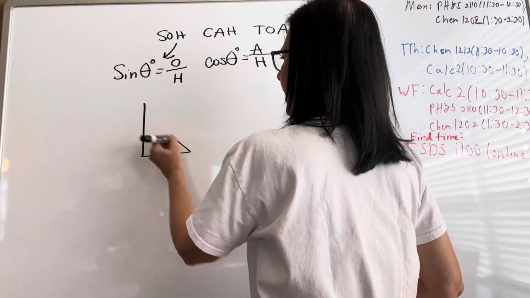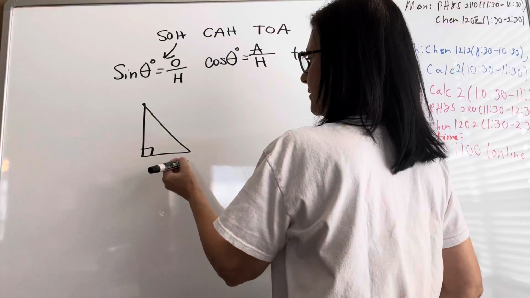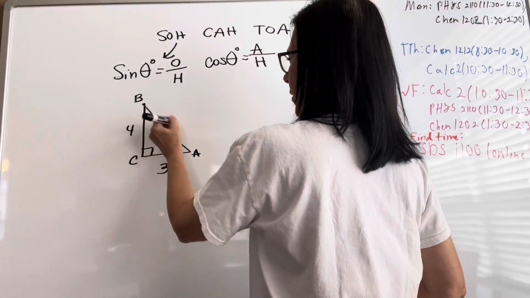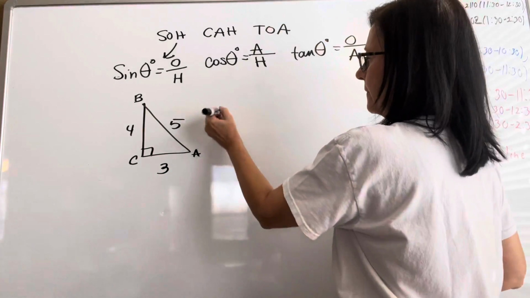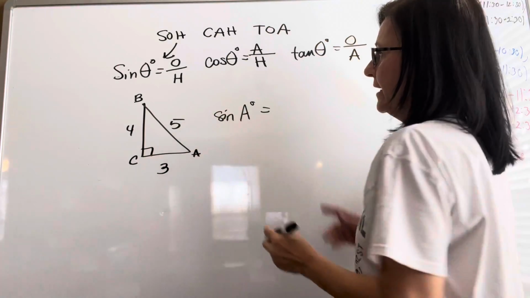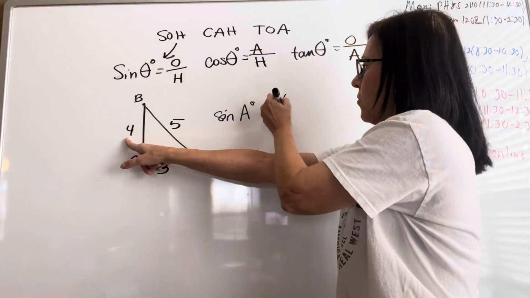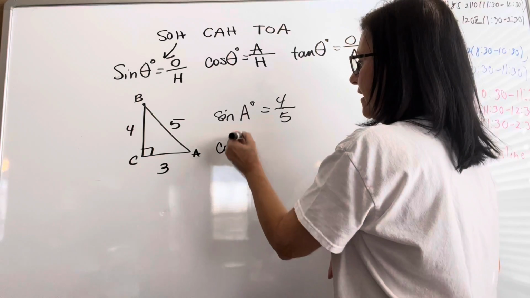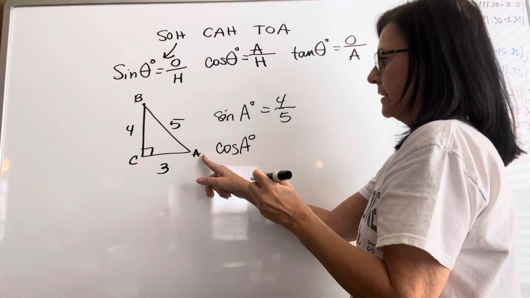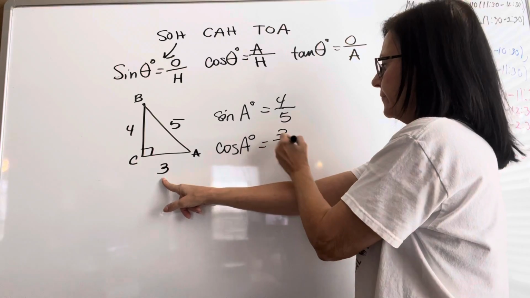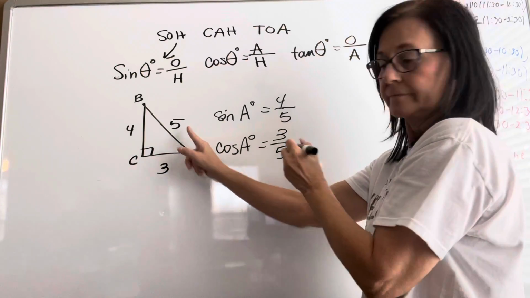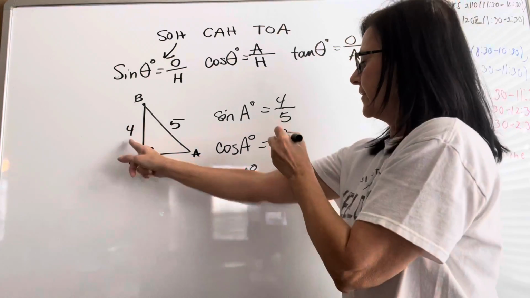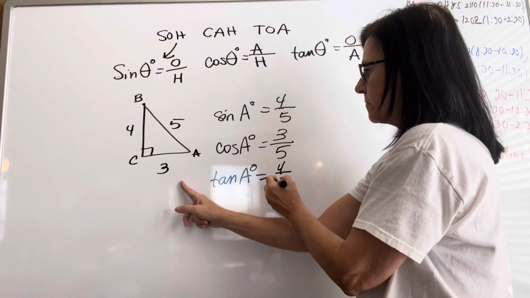So, if I had a triangle A, B, C, and it was 3, 4, 5, the sine of angle A is the opposite side. That's opposite, 4, over the hypotenuse, 5. The cosine of angle A is going to be the length of the adjacent side over the hypotenuse. The tangent of angle A is the length of the opposite side over the adjacent side.